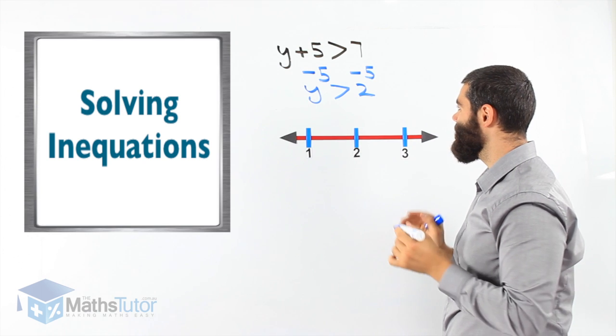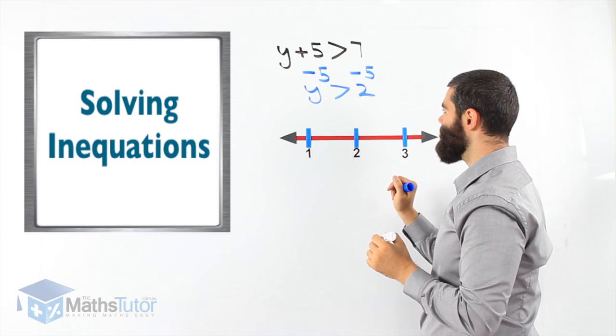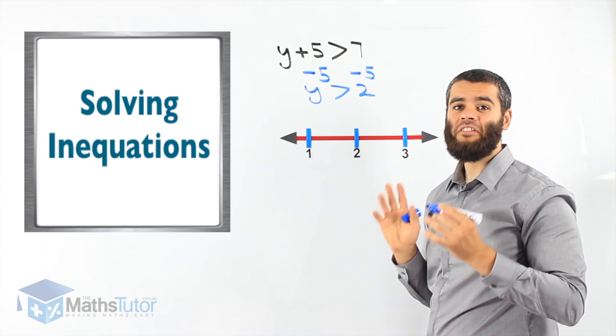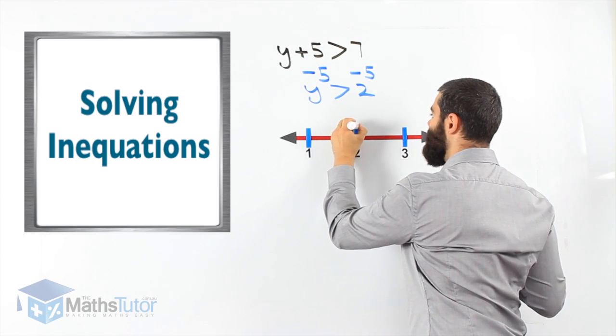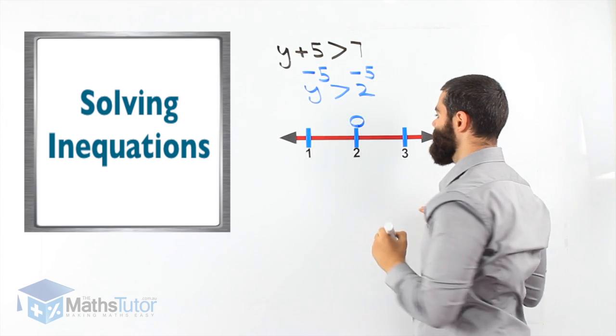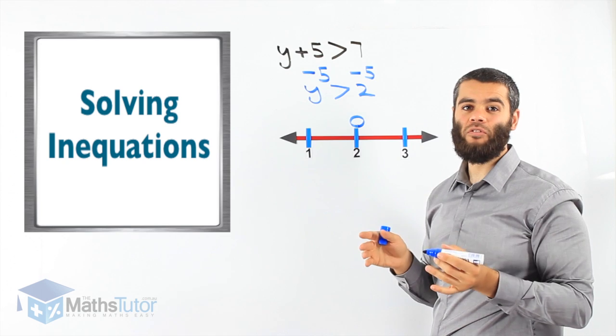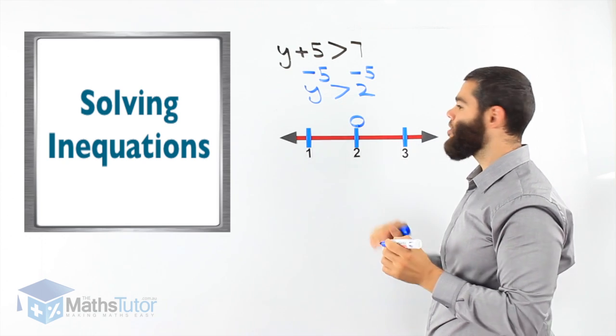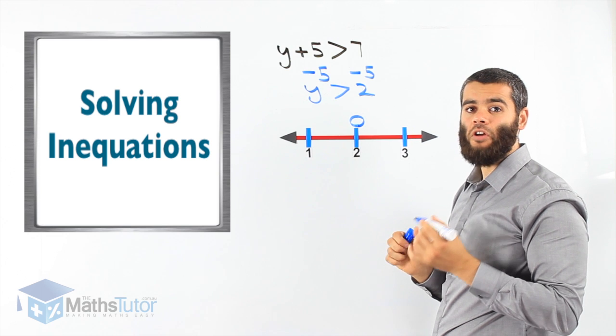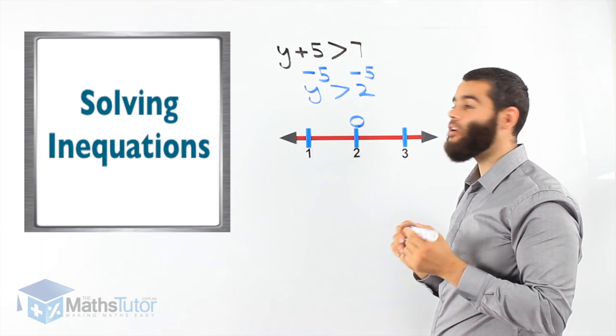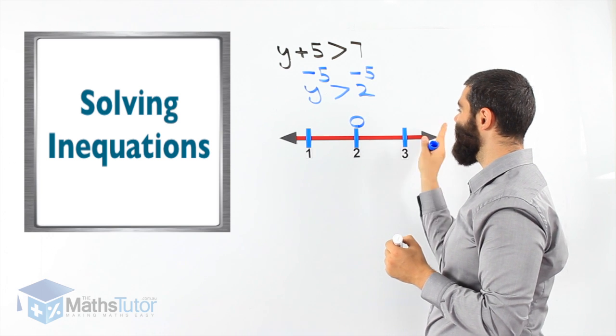How do we graph it? Simple. y is greater than 2. We draw a hollow circle because y is not equal to 2, it is greater than 2. If it's greater, we have to show an arrow. The arrow is going to point which way? It's going to be pointing to the greater than side.